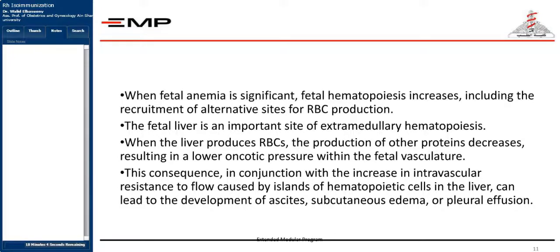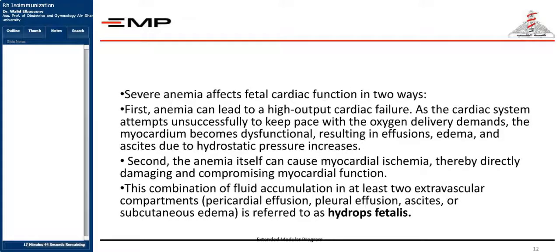When the liver produces the red blood cells, the production of other proteins decreases, resulting in a lower oncotic pressure within the fetal vasculature. This consequence, in conjunction with the increase in intravascular resistance to flow caused by islands of hematopoietic cells in the liver, can lead to the development of ascites, subcutaneous edema, or pleural effusion, which are the features of hydrops fetalis. Severe anemia could affect the fetal cardiac function in two ways.